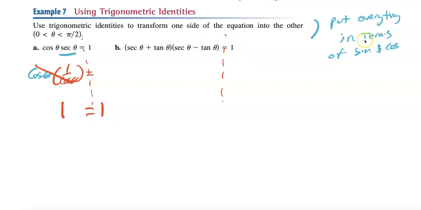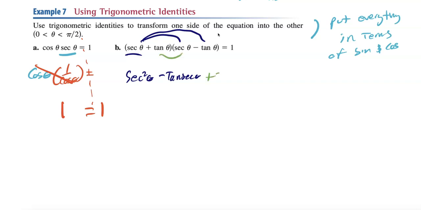Now again, I could change everything to sine and cosine. I think on this one it might be a little ugly. What this thing's begging me to do is distribute. So I'm going to do that. I'm going to multiply secant by secant. I get secant squared theta. Secant times tan minus tan secant. I'm going to have to erase this equal sign because I'm running out of space. And then we're going to go over here. Tan times secant plus tan theta secant theta.